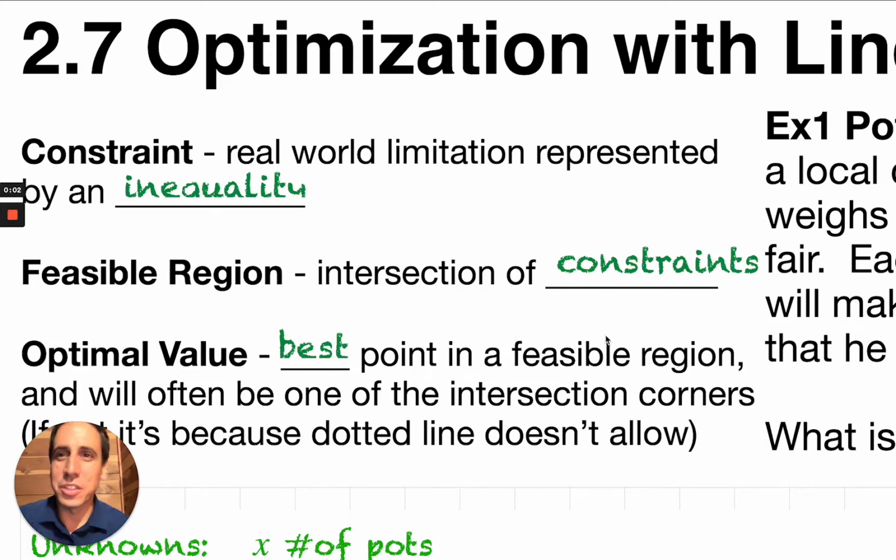What's up, good people? This is section 2.7, Optimization with Linear Programming. These are mathematics that were developed by the United States Army back in World War II, I believe. And they had a lot.